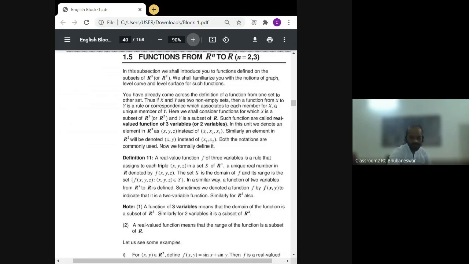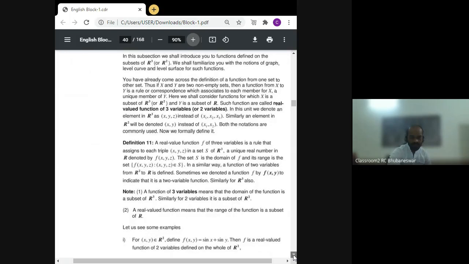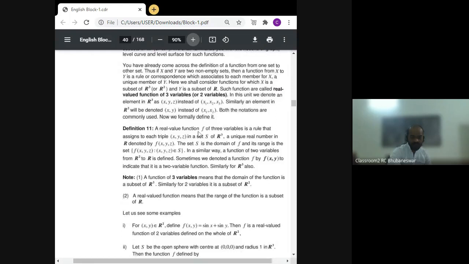As you can see in definition 11, we have taken a function f of three variables. The domain is the set R cube and the codomain is the set R, and we write the output for the point x, y, z as f of x, y, z. Here x, y, z is the triplet taken from R cube, and the output given by the function is in the set of real numbers R. In this way you can also write f is a function from R cube to R using the arrow symbol.